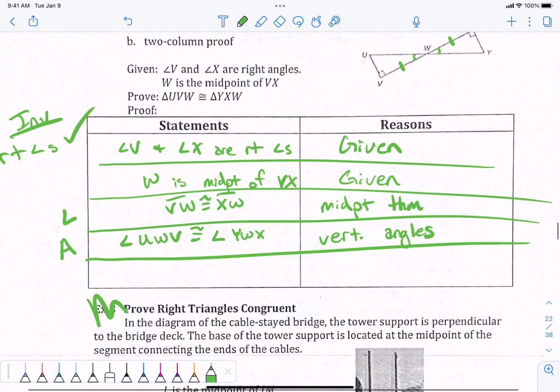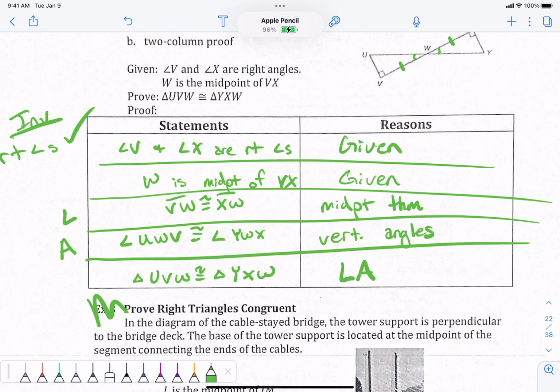So, are we done yet? Almost. Last statement. Triangle UVW is congruent to triangle YXW because of LA. Yes? Beautiful. Good. Very good.